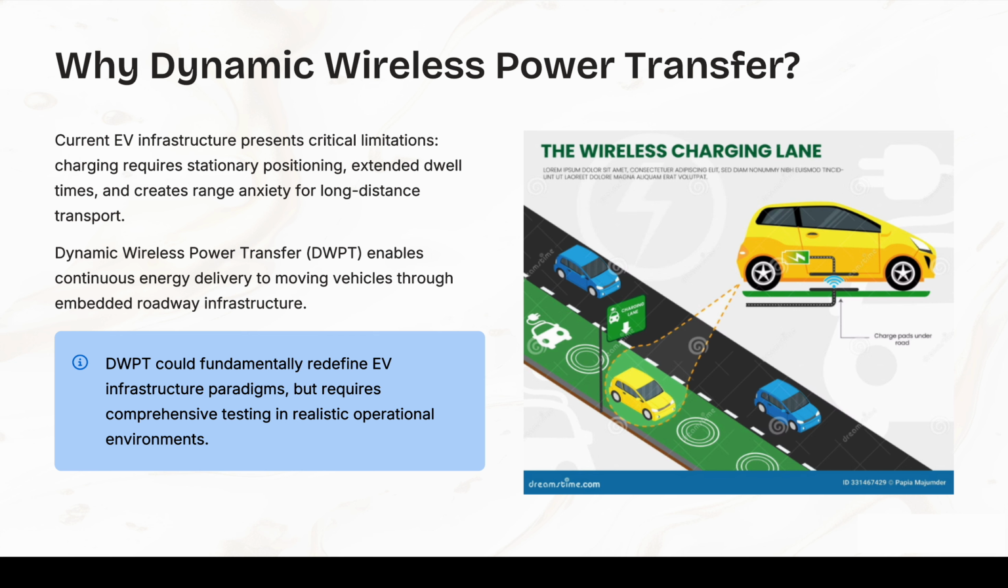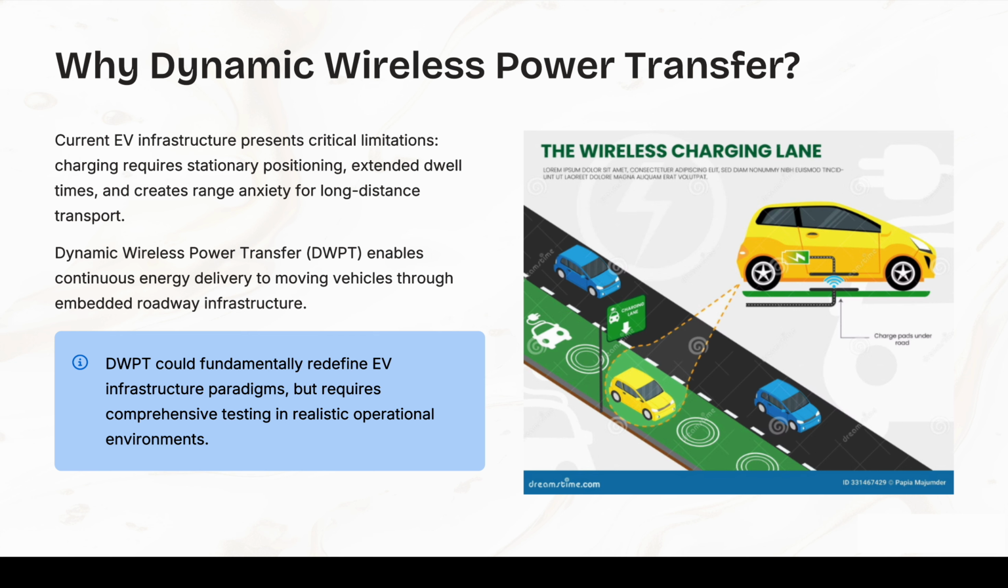Now, why dynamic wireless power transfer? Current EV infrastructure presents critical limitations, such as charging requiring the vehicle to be stationary, extended dwell times, and the creation of range anxiety for long distance transport. Dynamic wireless power transfer enables continuous charging of electric vehicles while in motion.